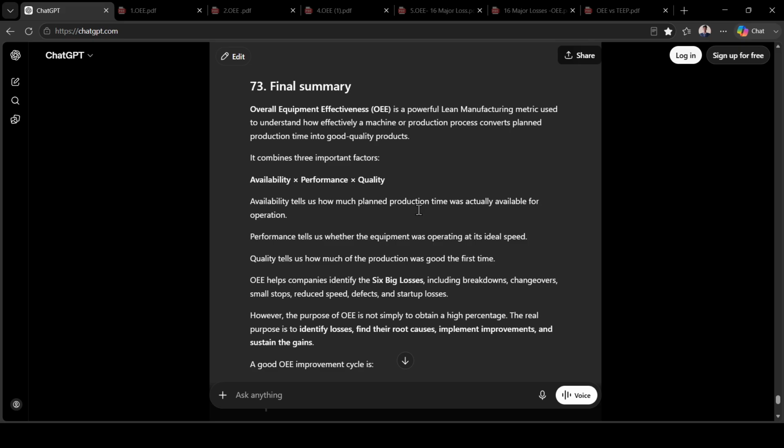Availability tells us how much of the planned production time was actually available for operation. Performance tells us whether the equipment was operating at its ideal speed. Quality tells us how much of the production was good the first time. OEE helps companies identify the six big losses, including breakdown, changeover, small stops, reduced speed, defects, and setup losses.